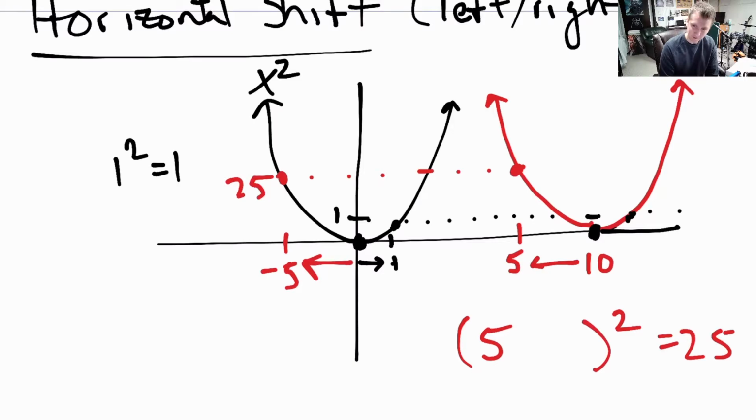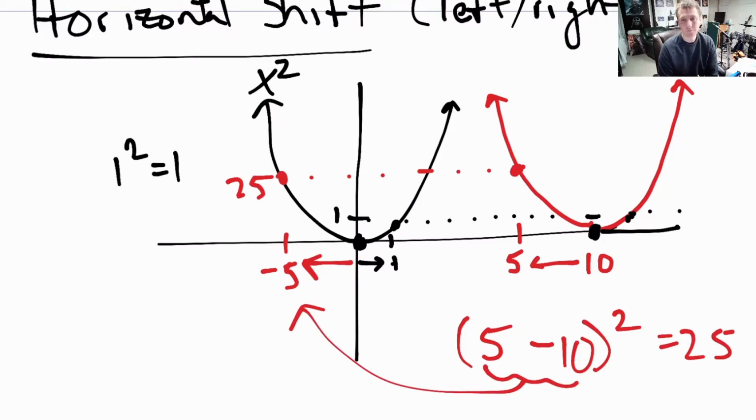Which might cause some issues. Or we could try what we've done for the other points. Subtract 10. Well, that definitely gives us -5 squared. In fact, that gives us -5 just like we had here, which is great. And we've got it. And this illustrates exactly what you do to obtain a horizontal shift of a function.